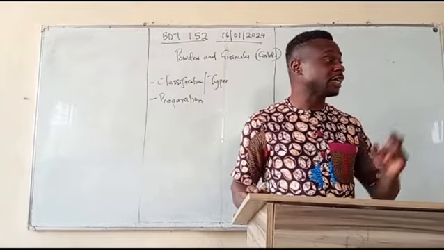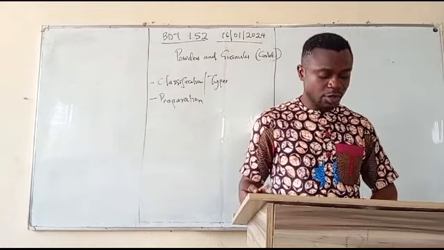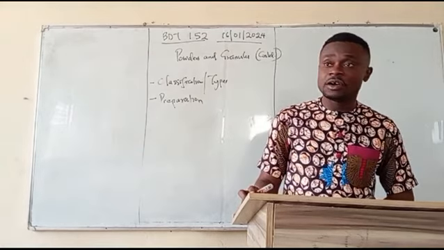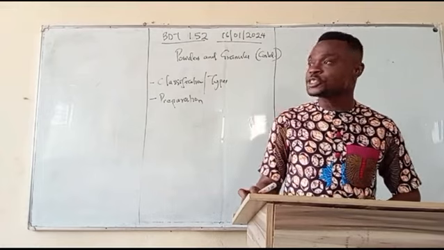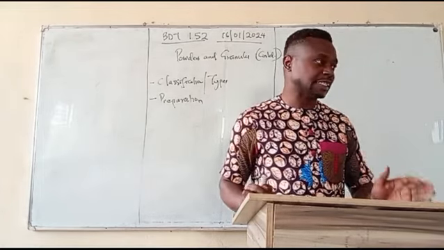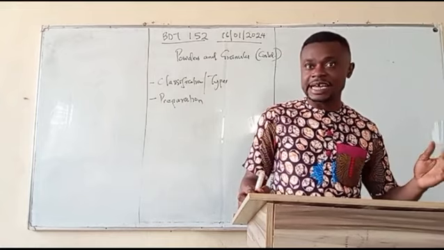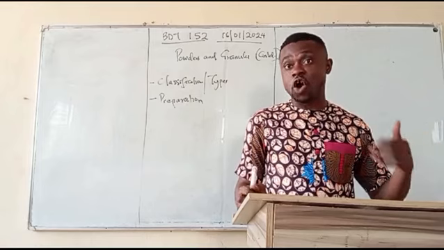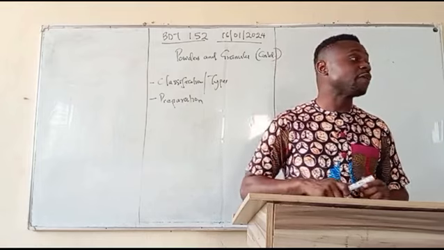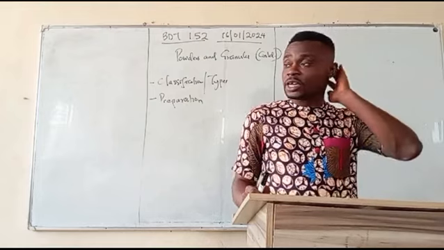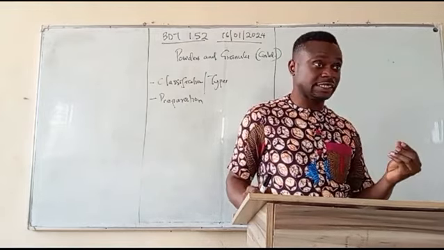Now this classification, for the very coarse powder, all the particles pass through sieve number 8. Remember I told you that the sieves have different numbers. All of them pass through sieve number 8, but not more than 20% pass through sieve number 20. They are very coarse powder.